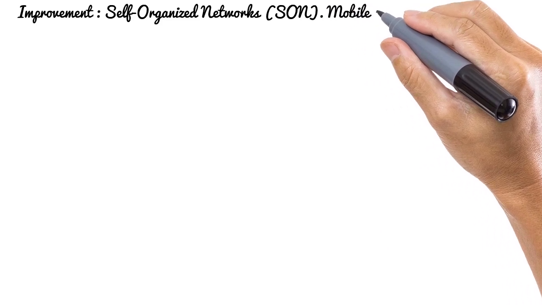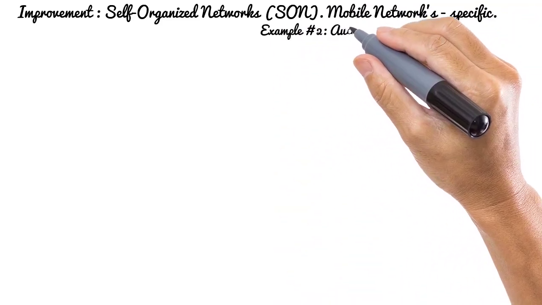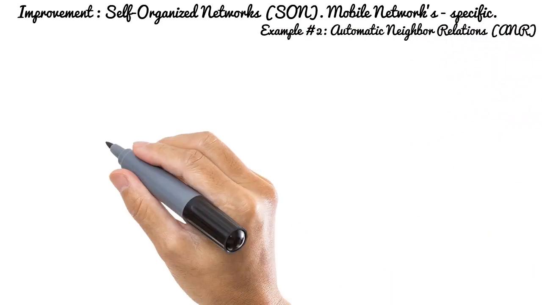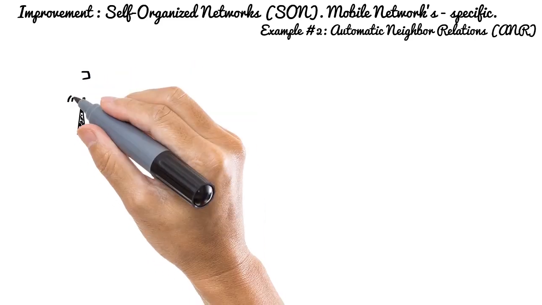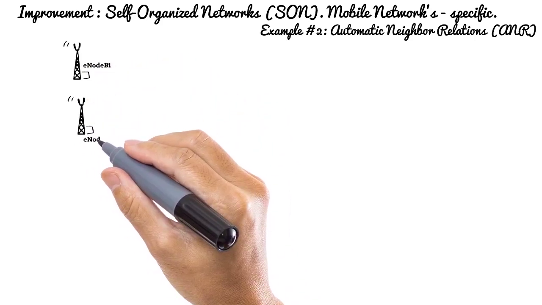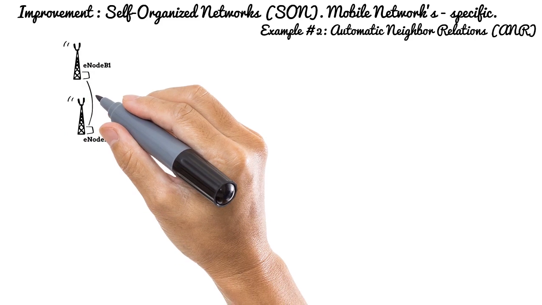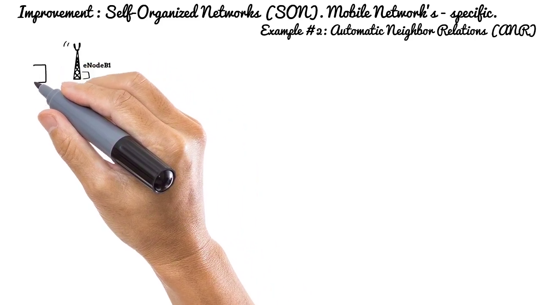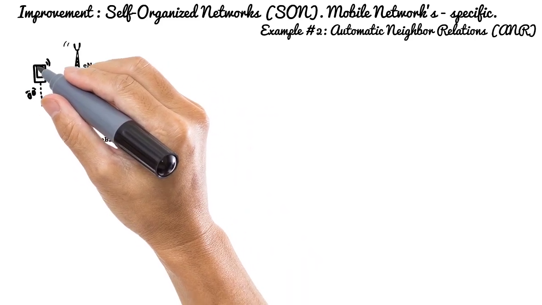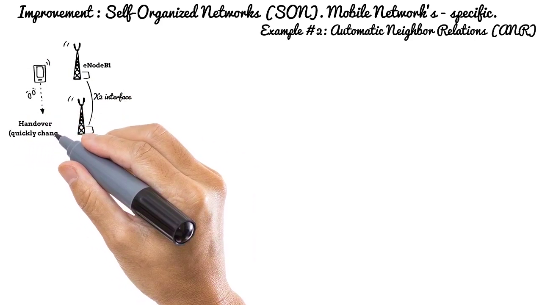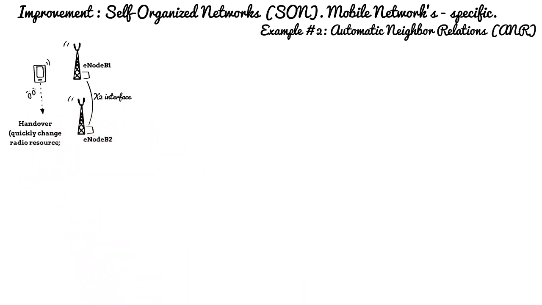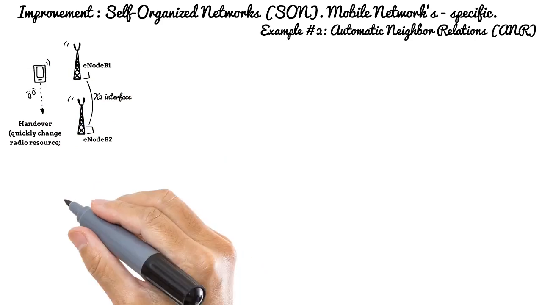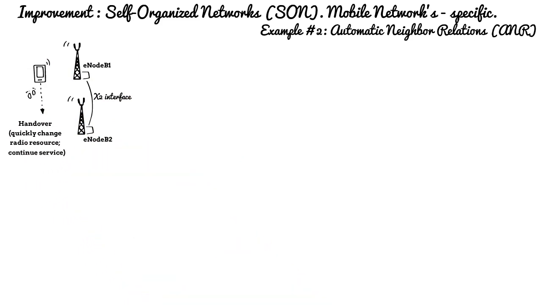Another SON example is a mobile network specific one, and it will be about implementing the automatic neighbor relations (ANR) mechanism. Imagine that a 4G mobile network has two base stations named eNodeBs. There is a special interface named X2 between them for a certain mobility scenario named X2 handover. In short, handovers are to quickly change radio resource, jump from one base station to another, and seamlessly continue to provide user service, voice call or packet data receiving, etc.